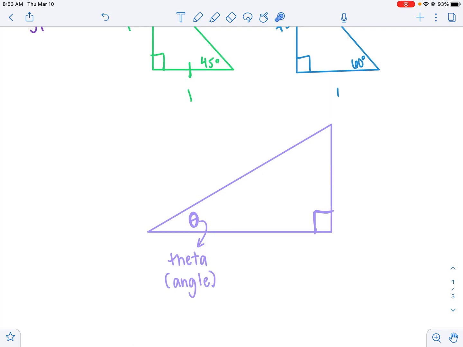So sine of theta, I normally would have a bunch of numbers. So sine of theta would be opposite over hypotenuse. Well, your hypotenuse is your side that's across from your right angle. So that would be my hypotenuse side. My opposite side would be the one that's across from theta. So that would be the opposite side.